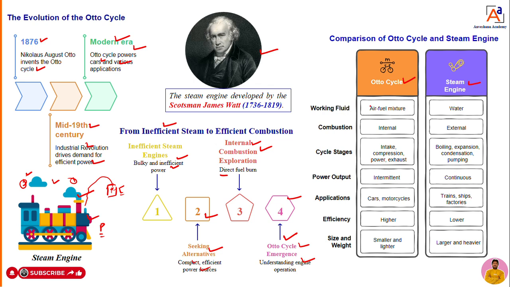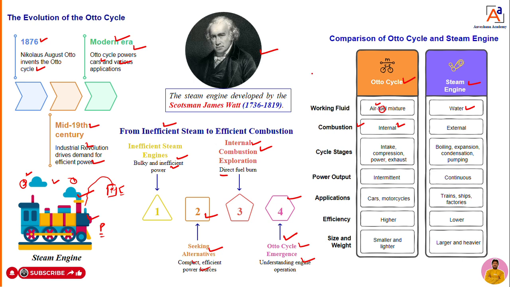What is the working fluid for the Otto cycle? Yes, it requires an air-fuel mixture. For fuel you can take petrol or gasoline. But here, water is the working medium. As I told, water acts as the working medium or working fluid. One thing, the combustion taking place in the Otto cycle is internal combustion.